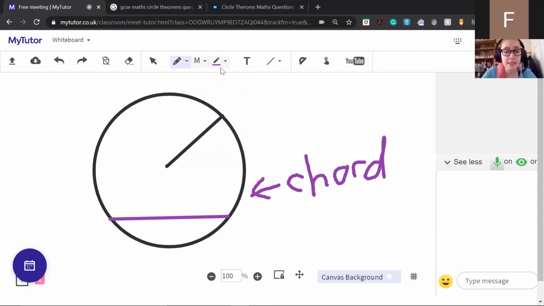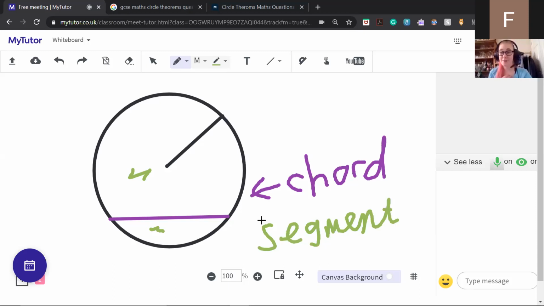And the bits that it splits the circle into, so kind of here and this section, these are called segments. The way that I remember it is it's like a segment of an orange, because it kind of looks like that, with a straight line and then a curve. So that's what that's called. If you hear me saying that word, that's what I mean.